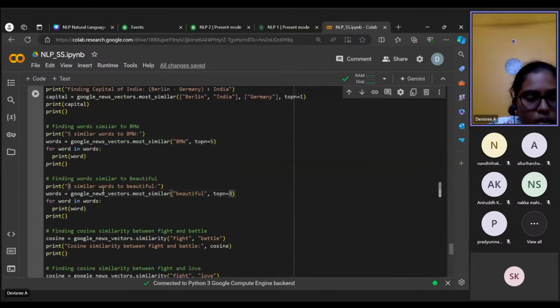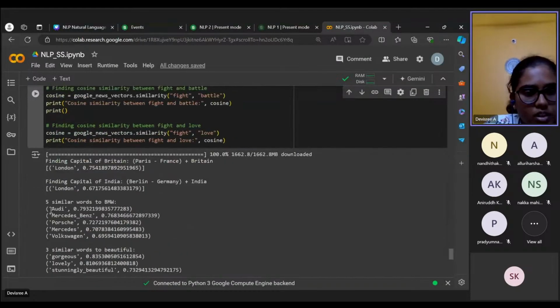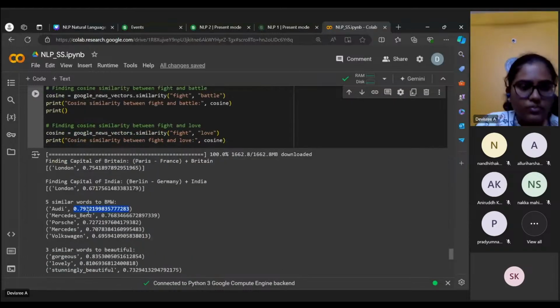Okay, so before this, there were five words similar to BMW. As you can see, Google News vectors dot most_similar BMW, comma topn equals 5. So here you get Audi, Mercedes, Benz, and these are its corresponding values. These numbers right here are the dot product of this vector with the vector BMW. So this is the cosine value.